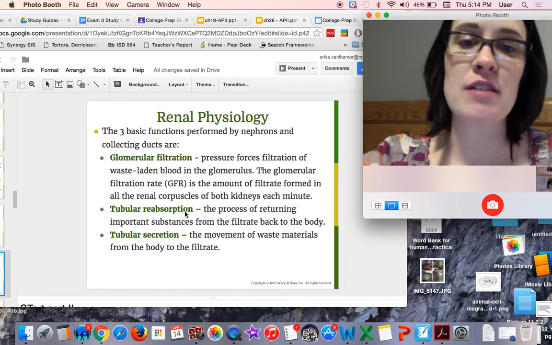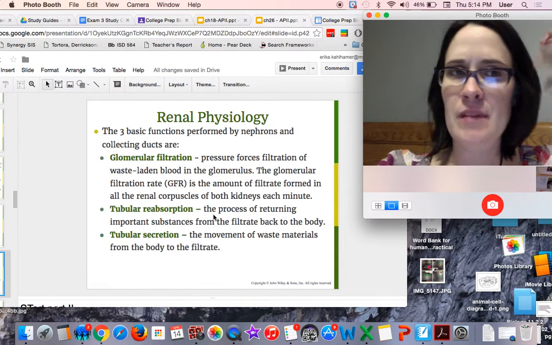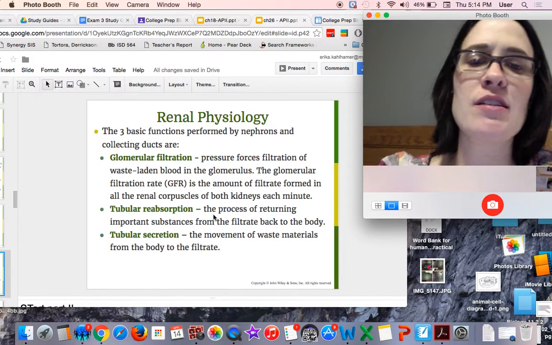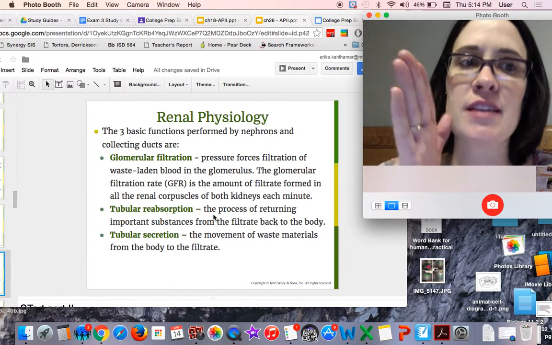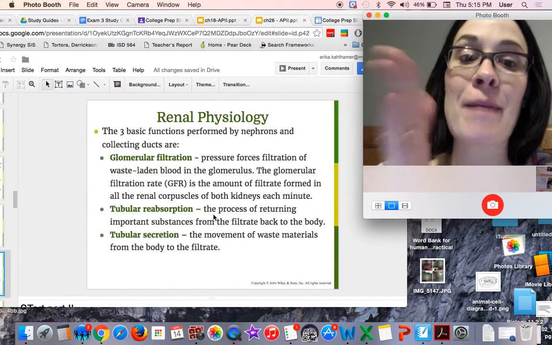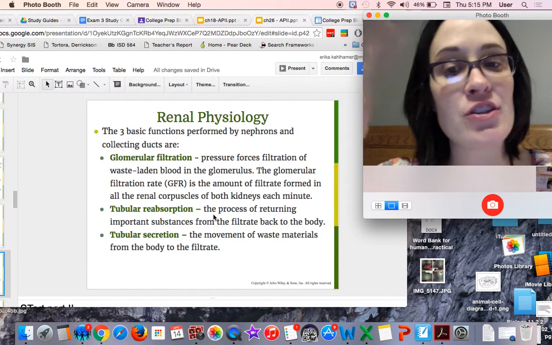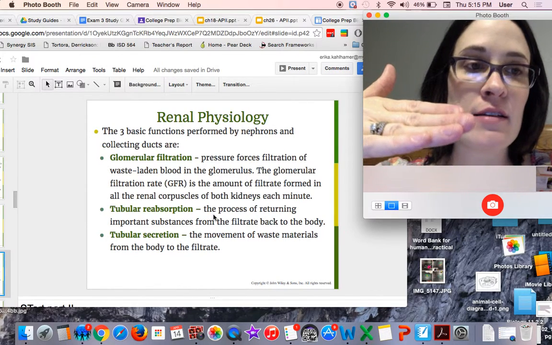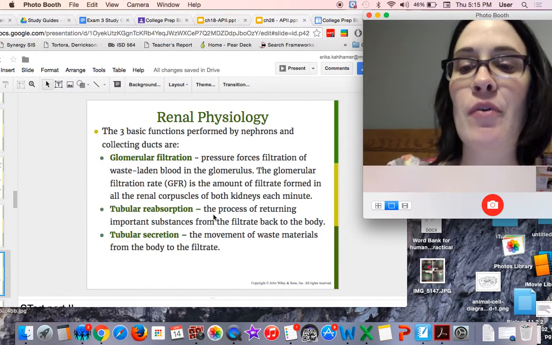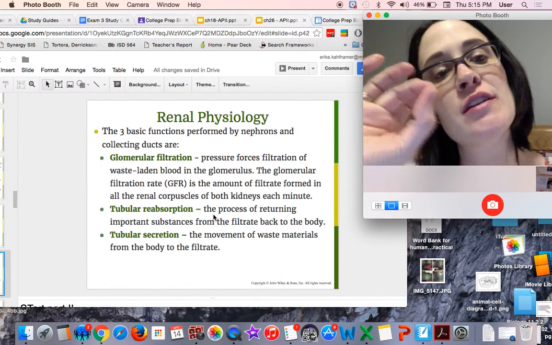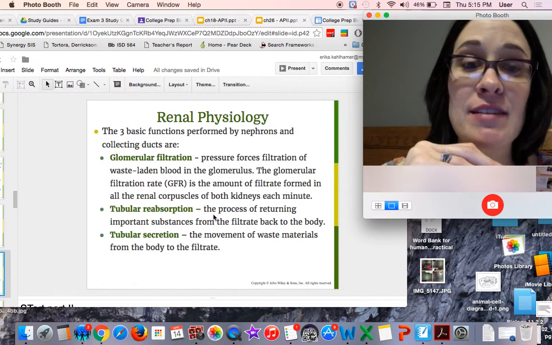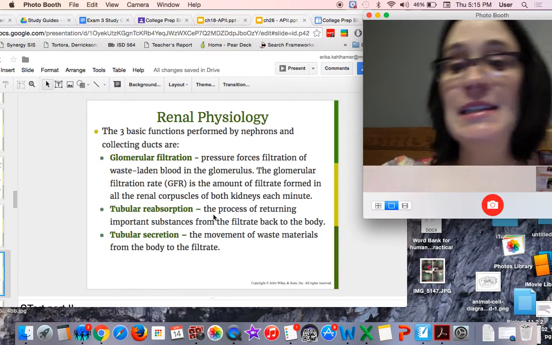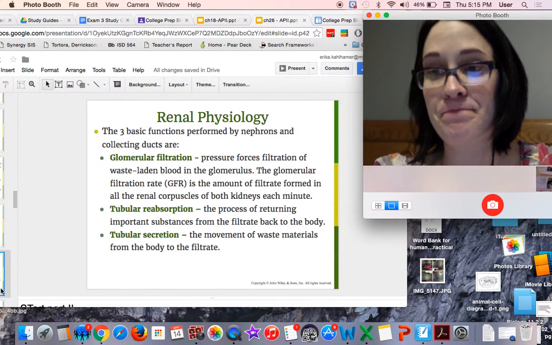Tubular reabsorption is, and don't get confused by the name, which at first I did, the process of returning stuff that's in the kidney nephrons essentially back into the blood or back into the body. The blood reabsorbs some things like glucose, for example. And then tubular secretion is when the opposite happens, movement of waste materials from the blood into the filtrate.